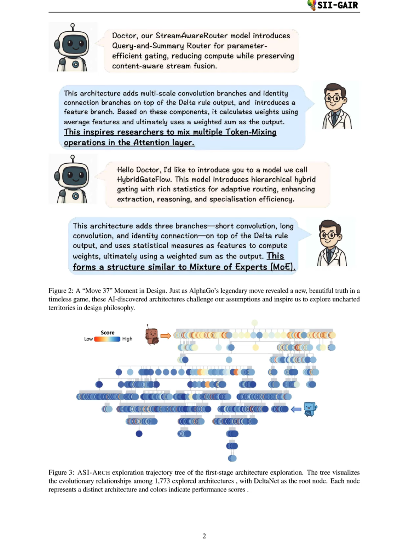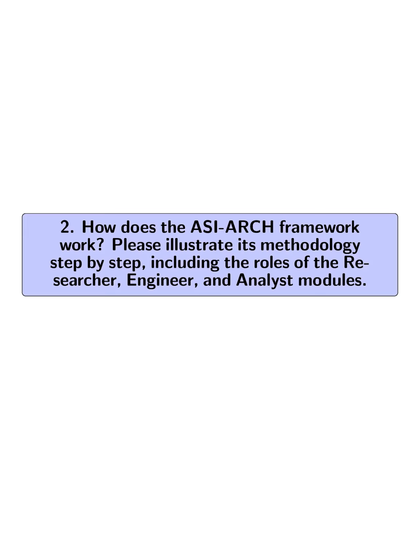Ultimately, ASI-ARCH represents a critical step toward achieving artificial superintelligence for AI research, fundamentally transforming how AI systems can evolve and innovate independently. 2. How does the ASI-ARCH framework work? Please illustrate its methodology step by step, including the roles of the researcher, engineer, and analyst modules.